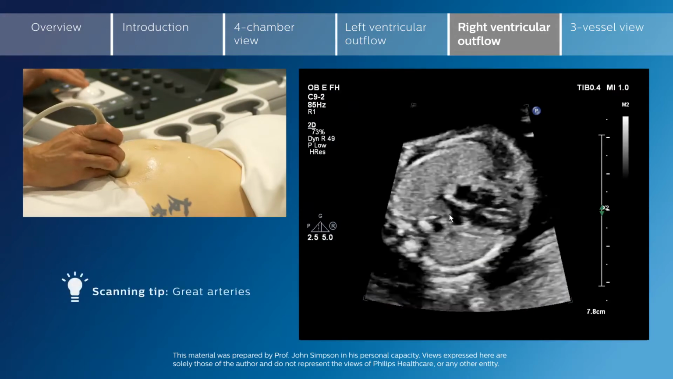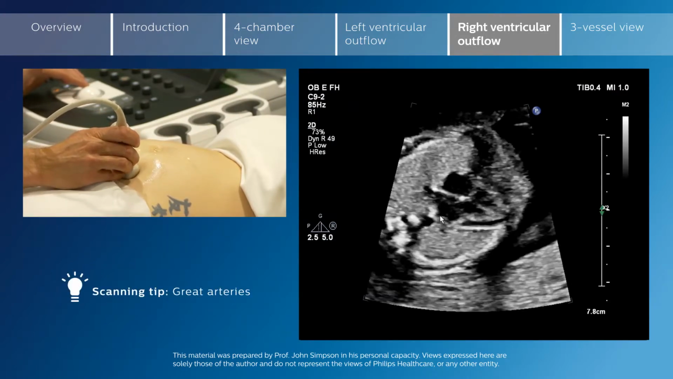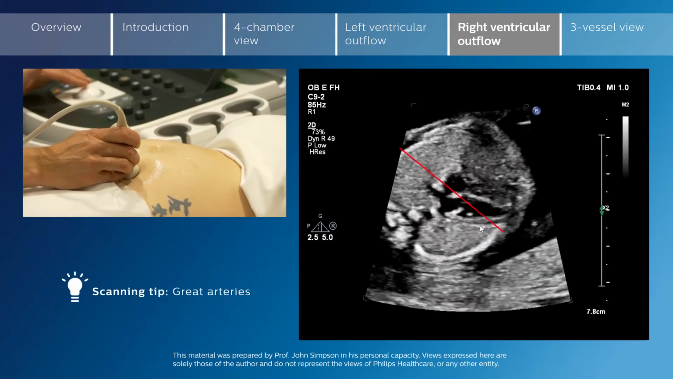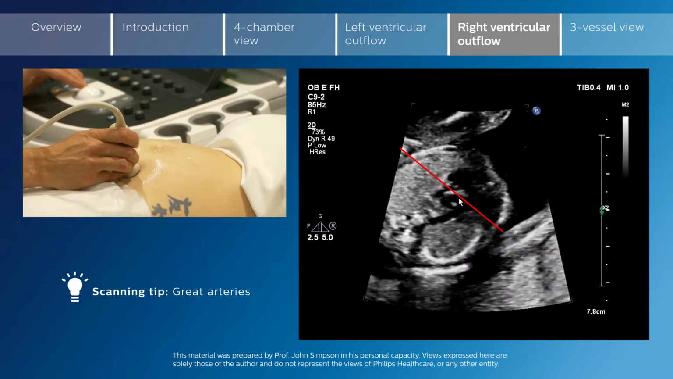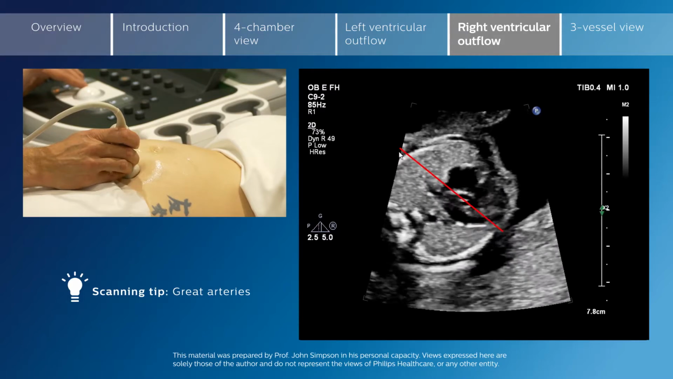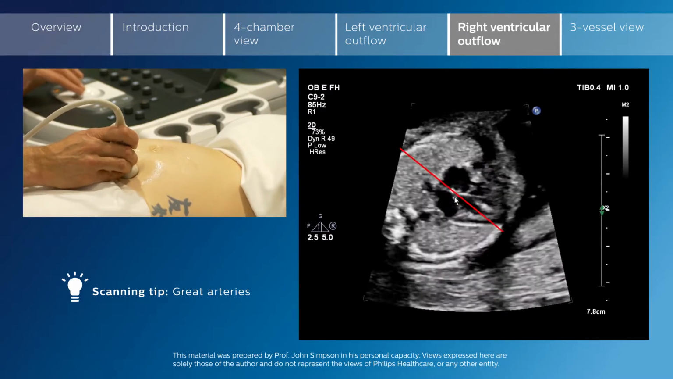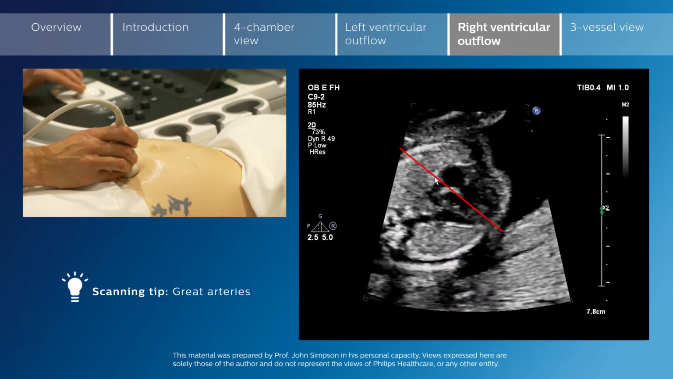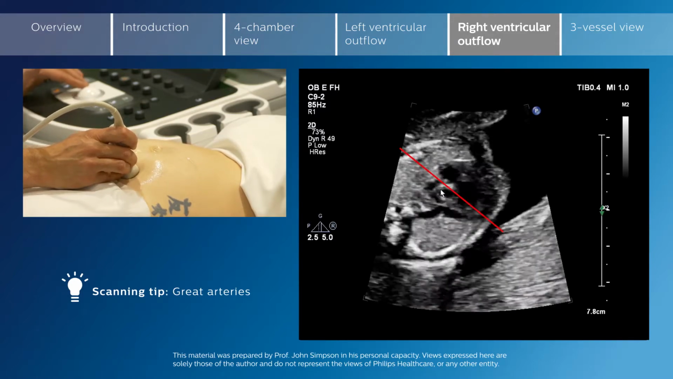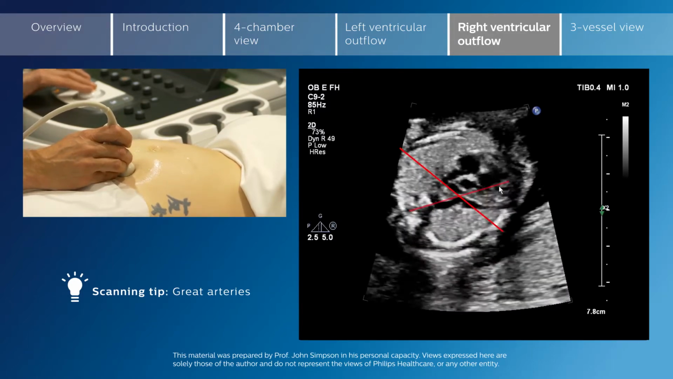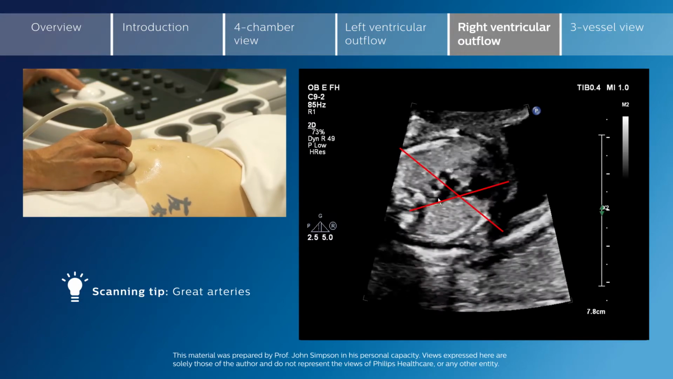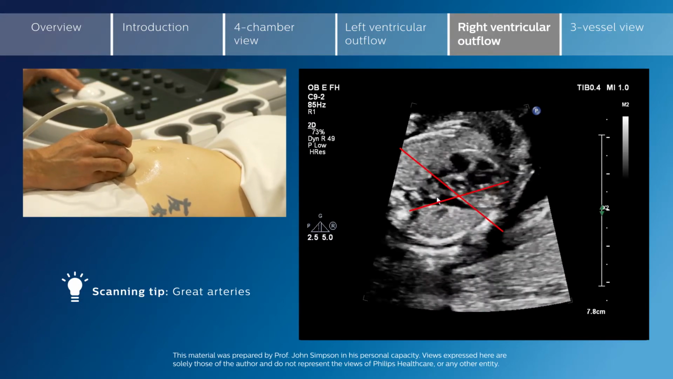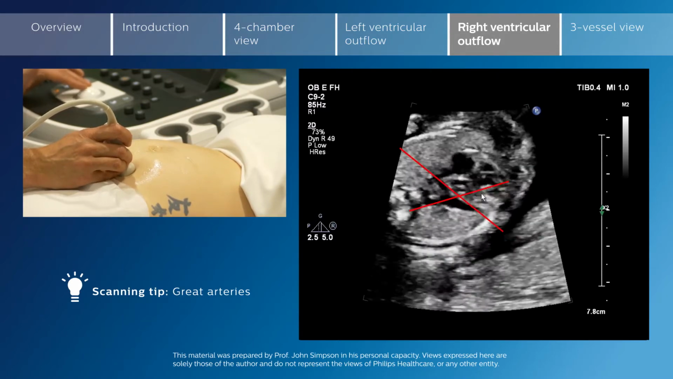The great arteries cross in their orientations as they leave the heart. By that I mean, as we sweep cranially, the aorta leaves the heart here, heading towards the fetal right shoulder in this projection, whereas the pulmonary artery heads more or less from the front of the chest back. So the great arteries cross as they leave the heart.